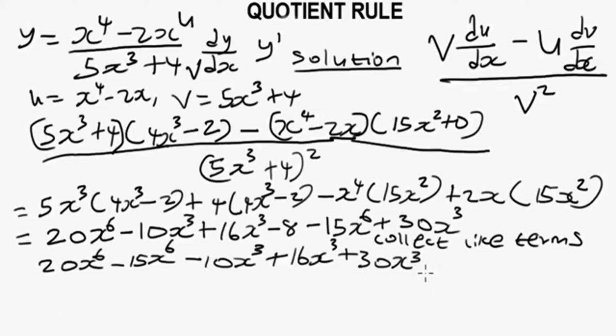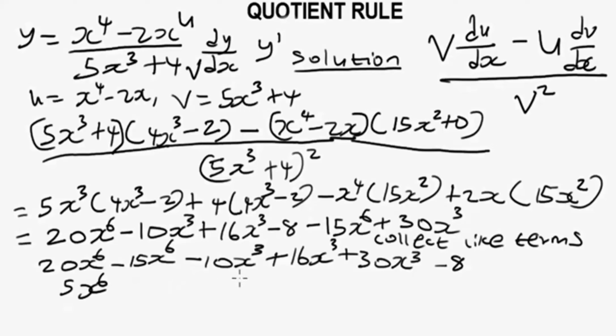Okay, we have minus 8. That's alright, not missing any other value. Okay, so let's simplify the more: 20x raised to power 6 minus 15x raised to power 6, we're going to have 5x raised to power 6. Then we have minus 10x cubed plus 16x cubed plus 30x cubed.